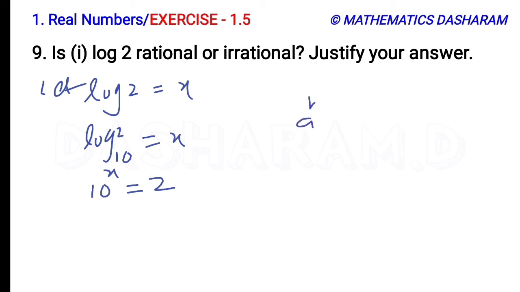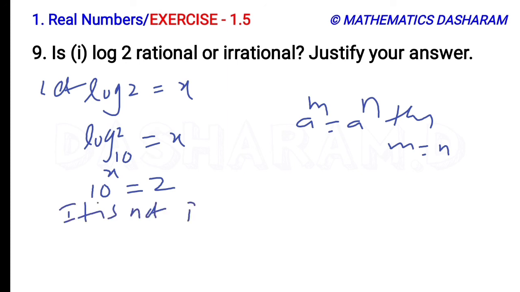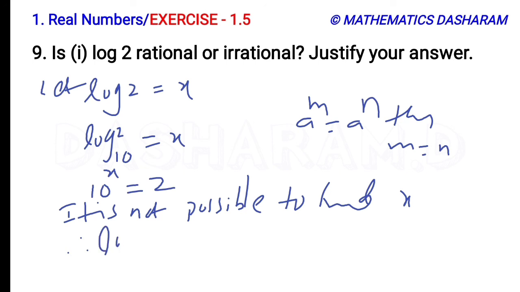Why? Because if a to the power of m equals a to the power of n, then m equals n. But is it possible to write 2 in exponential form with base 10? It is not possible to find out the x value. So therefore x means what? Actually log 2. So log 2 is definitely an irrational number because we are unable to find the x value.